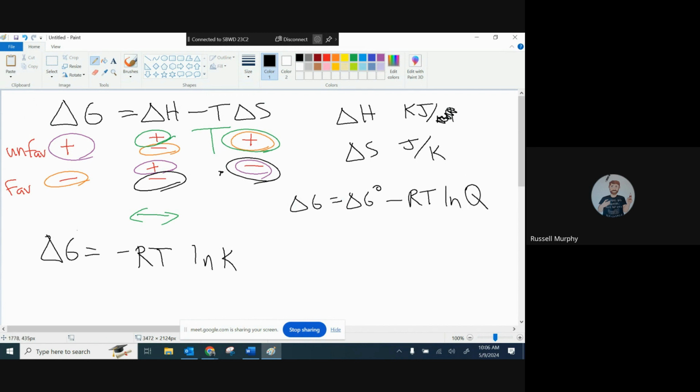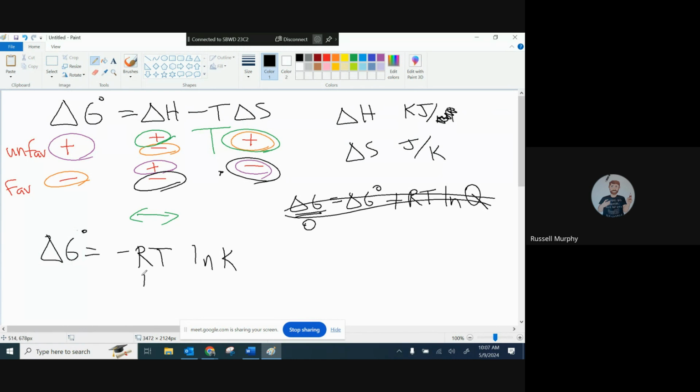What is the natural log of Q? Q is not at equilibrium. Q is position, where we are right now. As we approach equilibrium, delta G becomes zero. This delta G here is for non-standard conditions. This becomes zero, and then we can solve for our standard delta G. We can move some stuff around. I think this is actually a plus sign. But we don't need to know this equation; we need to know we can use it. This equation allows us to calculate delta G or K, the equilibrium constant, at non-standard conditions. So if they tell us the equilibrium constant, we can solve for delta G and vice versa.